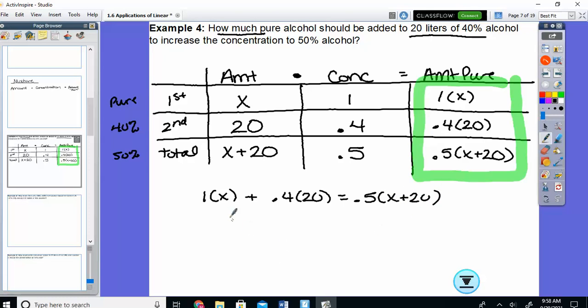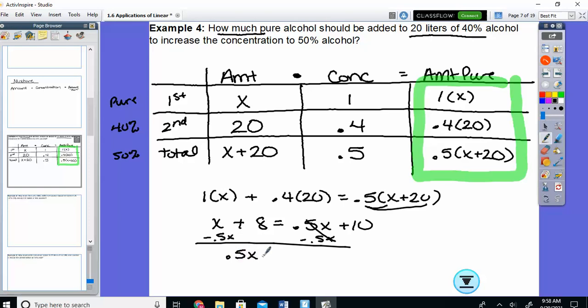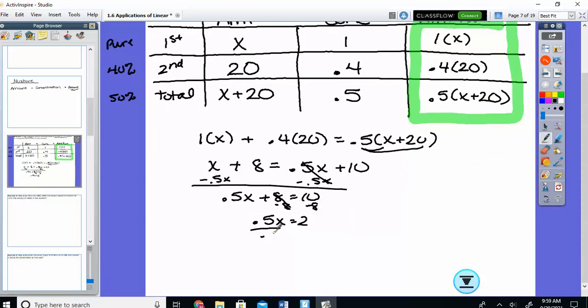And so then that's just a linear equation like we've been solving all week. So we have x plus 0.4 times 20, 8, equals 0.5x plus 10. Subtract my x, 0.5x over. Subtract my 8. Divide by 0.5. And we get x to equal.